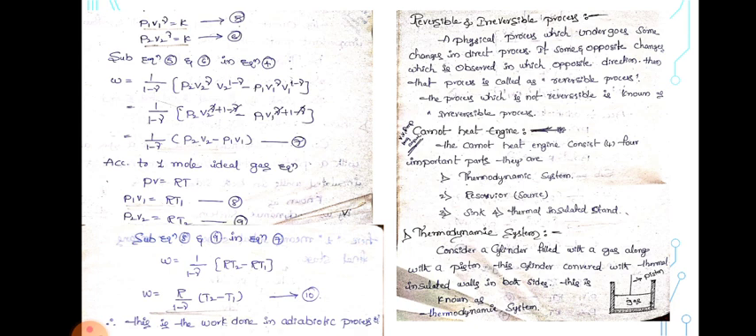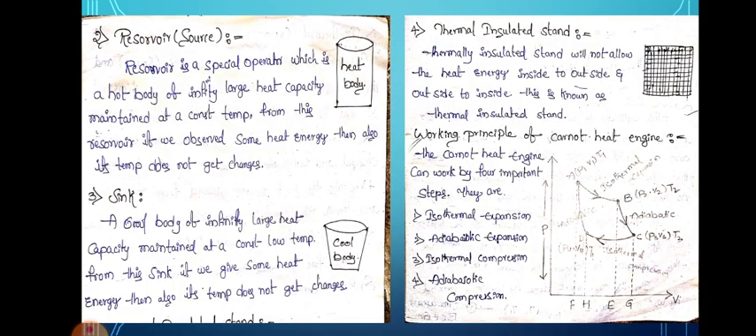The third one is the sink, a cool body of infinitely large heat capacity maintained at a constant low temperature. If we give some heat energy to the sink, its temperature does not change. Now the fourth one, the thermal insulated stand. The thermally insulated stand will not allow heat energy to pass from inside to outside or from outside to inside. This is known as the thermal insulated stand.